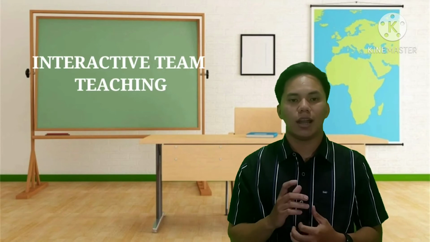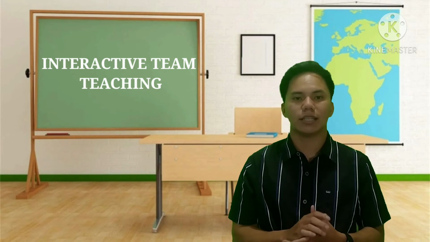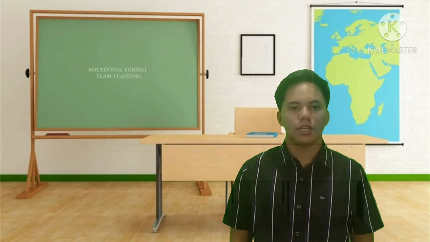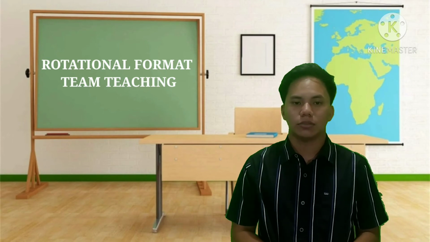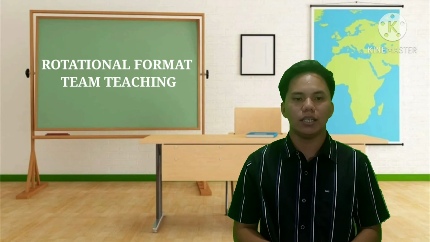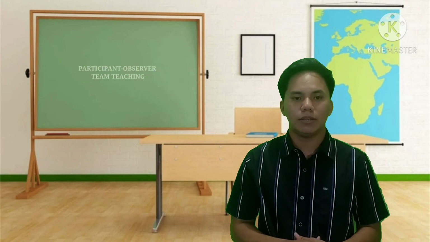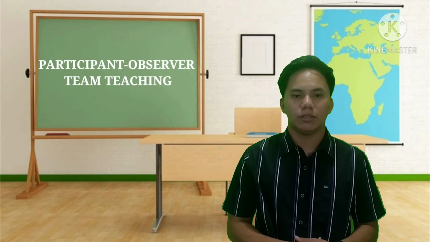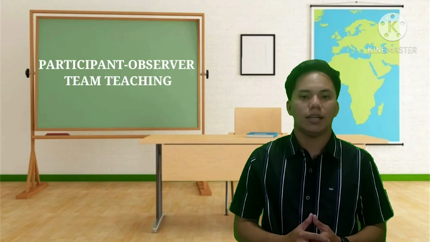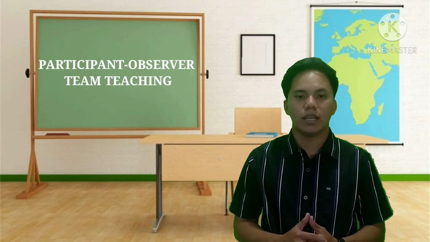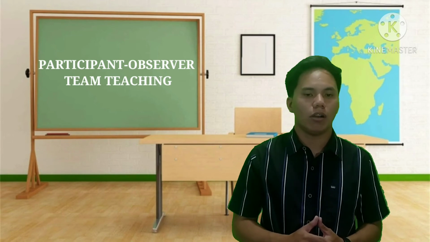First is interactive team teaching, where two faculty members present in front of the class simultaneously. Second, rotational format team teaching, where faculty alternate teaching in the class. This rotational format has a number of variations depending on the subject matter and the number of faculty involved. Next is participant observer team teaching. All participating faculty are present for all the classes, but only one is teaching at a time. Roles that the other teachers could play as participating observers are model learner, observer, panel member, or resource.